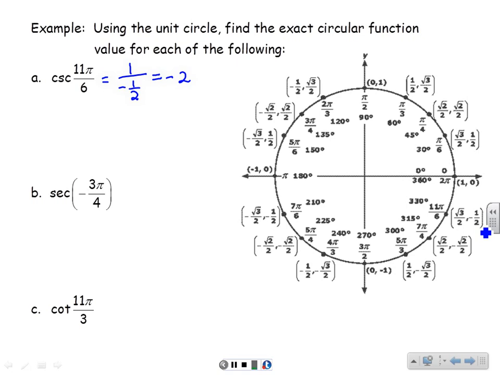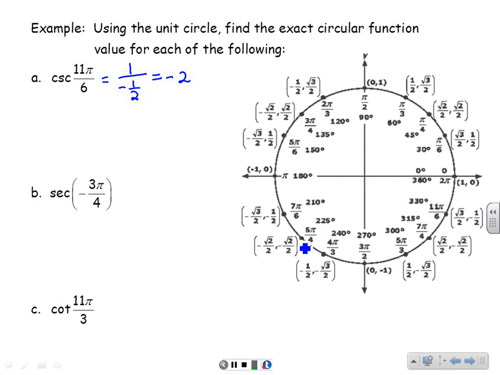Okay, so let's look at secant of negative 3 pi over 4. Again, that's going to be negative rotation, and so we're going to go in the clockwise direction and every 45 degrees. So here's 1, 2 pi over 4, and 3 pi over 4. So negative 3 pi over 4 is the same as 5 pi over 4, or negative 225 degrees.